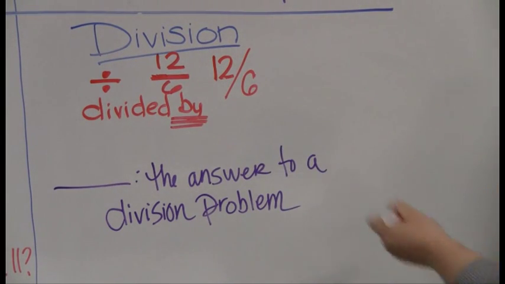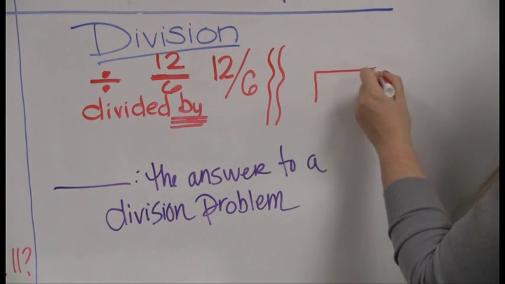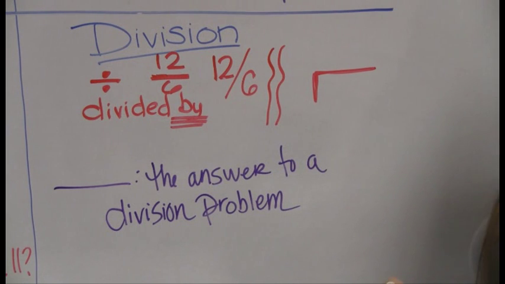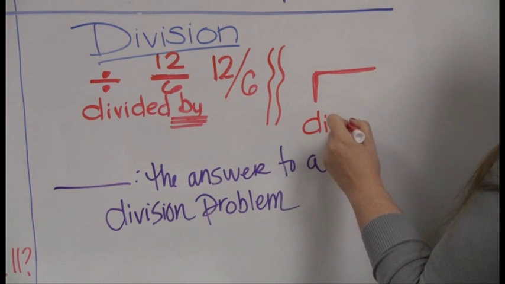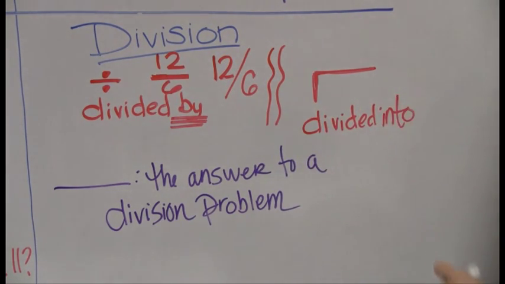Okay, so what about this guy that we're also used to? I bet he has a real name, but I always call him the division house. That's not his real name, guys. Okay, what does this symbol say? It does not say divided by. It actually is a divided into symbol. Divided into, well, what's the difference? The difference is the order.